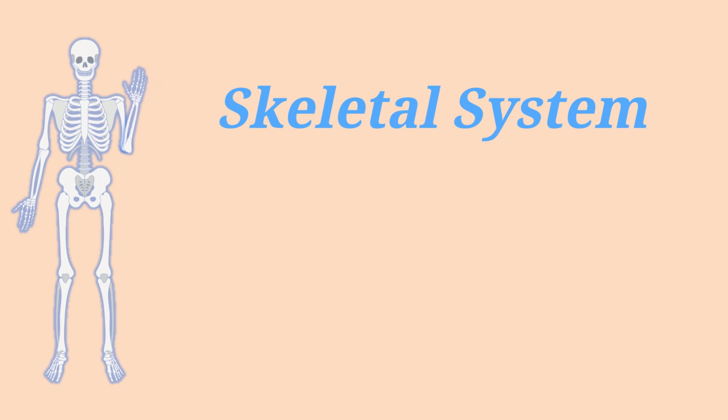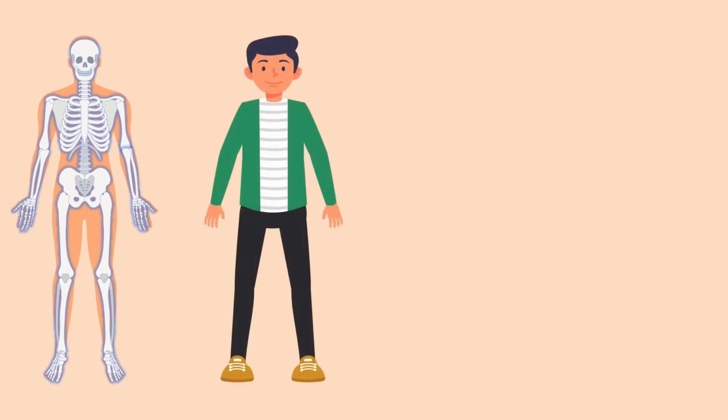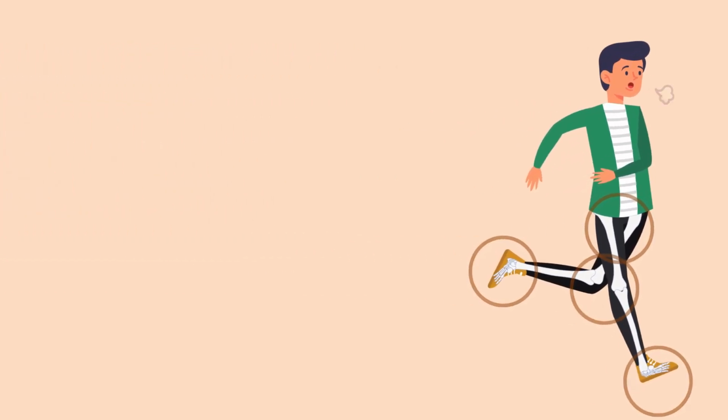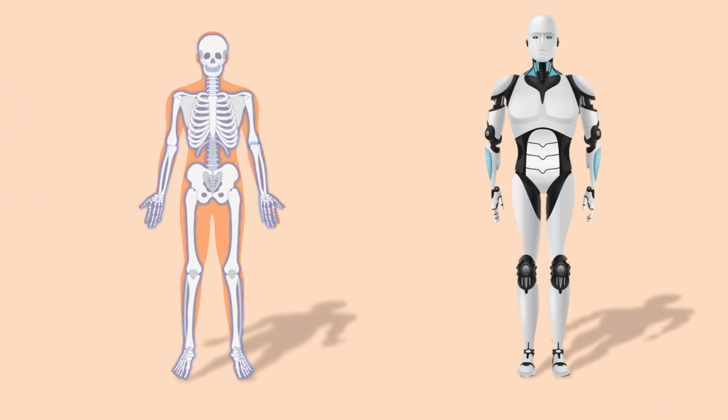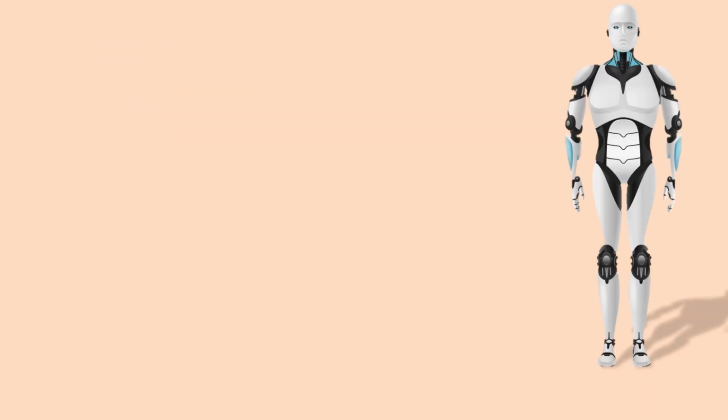The skeletal system. This system consists of bones which are connected via joints. They give structure to our body, protect our internal organs, and help in providing motion to our body. Similarly, in the case of robots, usually the bones are replaced with different links which are connected via joints, which further give structure to the robot, protect different circuits present inside the robot, and allow its motion.